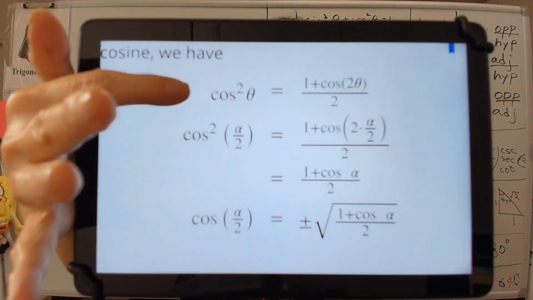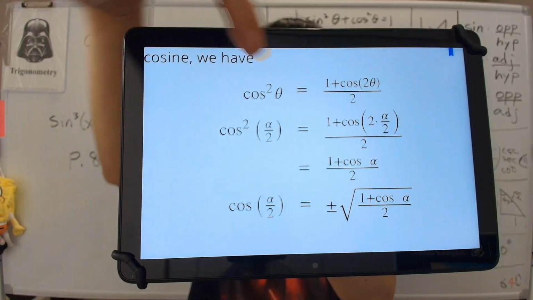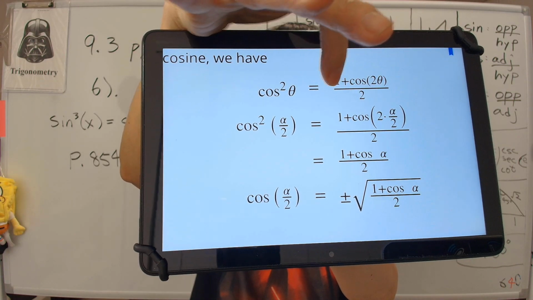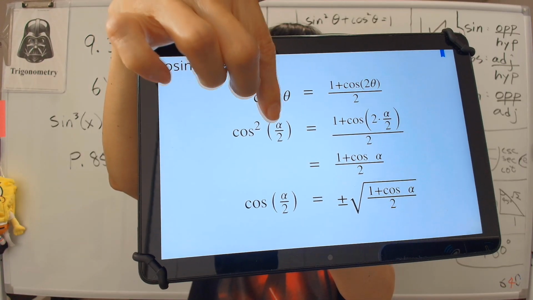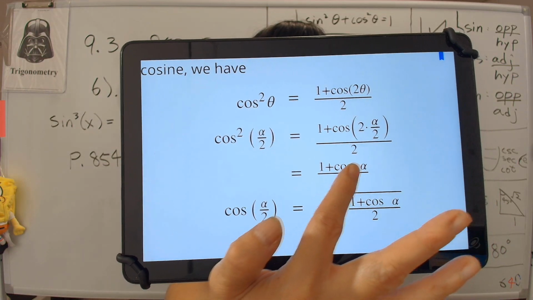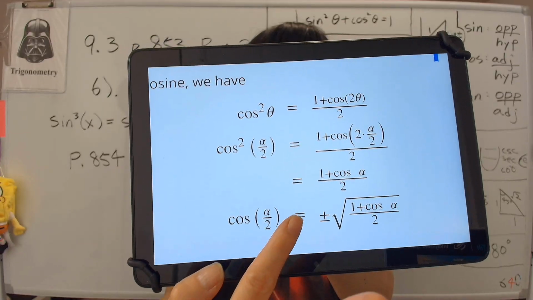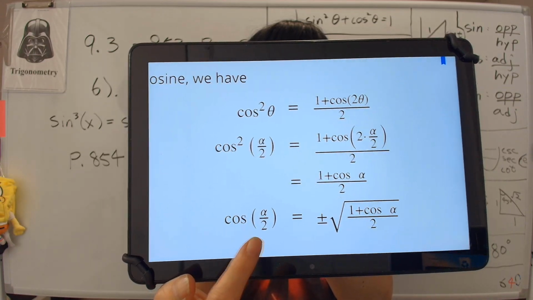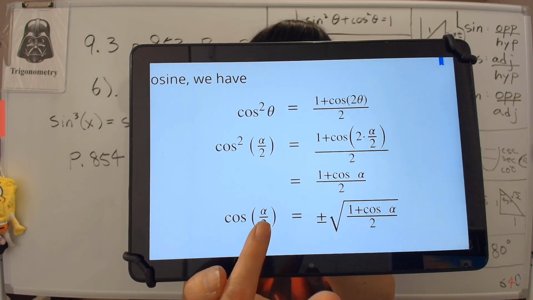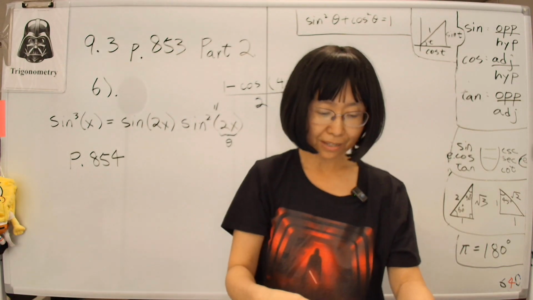So that's repeated right here. And again, we let theta equal alpha over 2. Then 2 theta will be just equal to alpha, so we plug that in. So cosine squared alpha over 2 then equals 1 plus cosine of alpha over 2, because 2 theta got turned into alpha. And that's it. Then we just take the square root of both sides, and we get the half angle formula for cosine. Cosine alpha over 2 equals this stuff right here. So that's the cosine version.